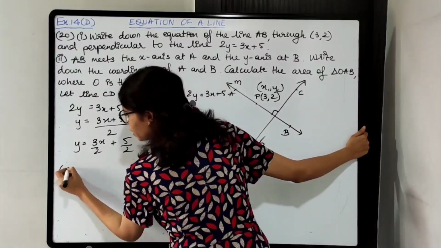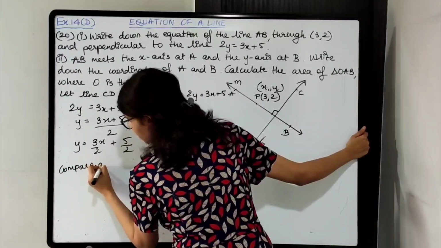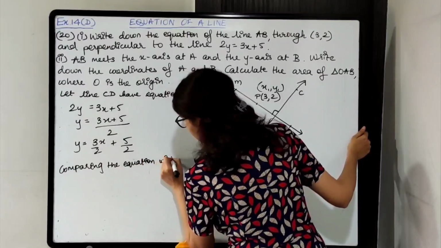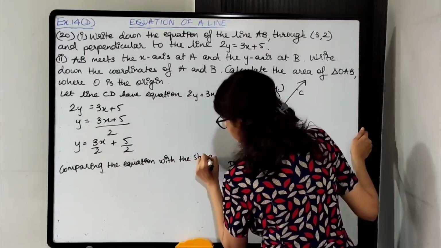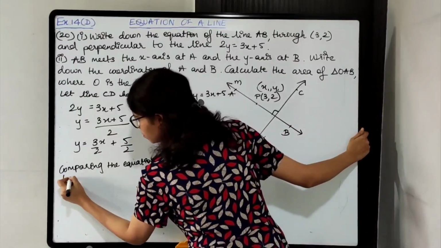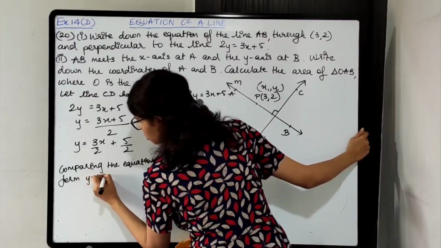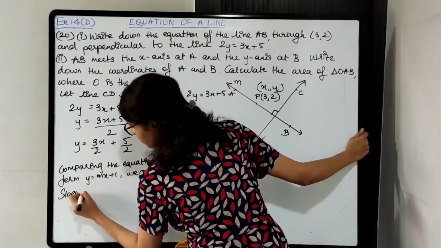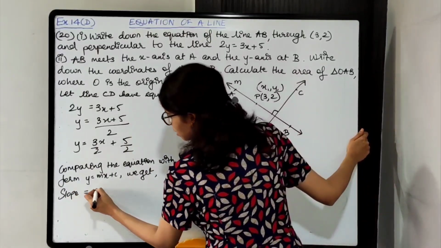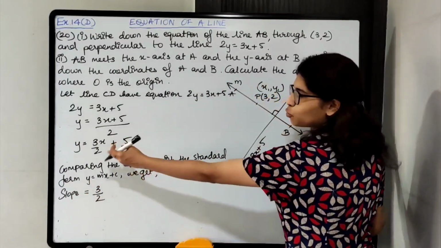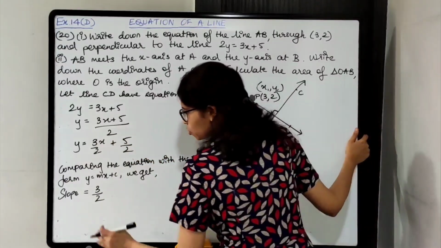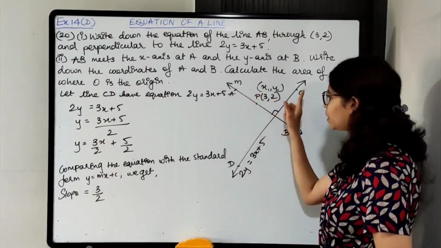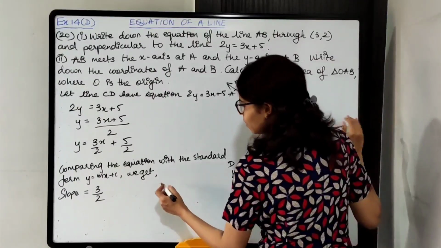So write down: comparing the equation with the standard form y equals mx plus c, we get slope as 3 by 2. The coefficient of x is the slope. So we got the slope of CD. Now we can easily find the slope of AB. We know slope of AB into slope of CD is equal to -1 because they are perpendicular lines.